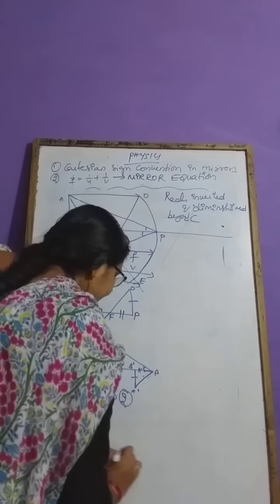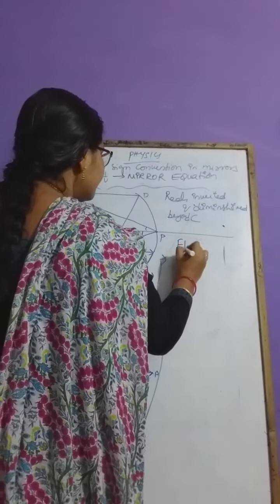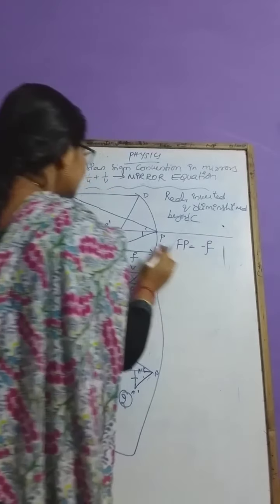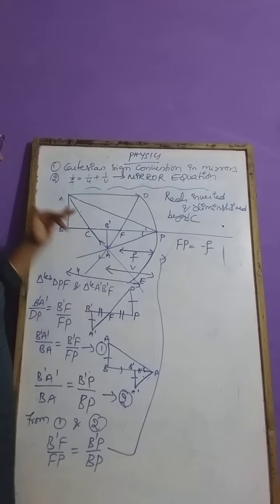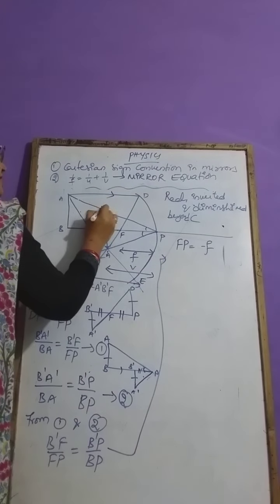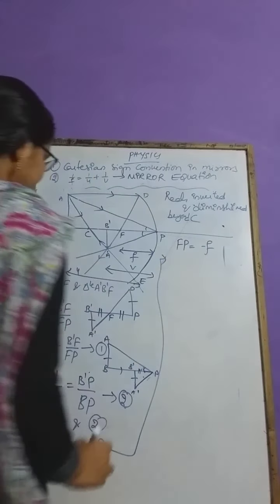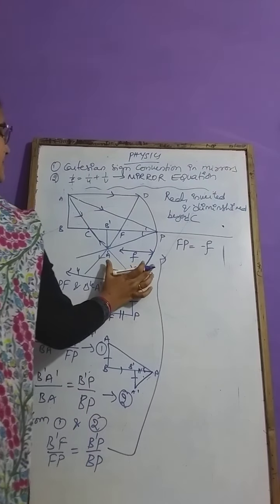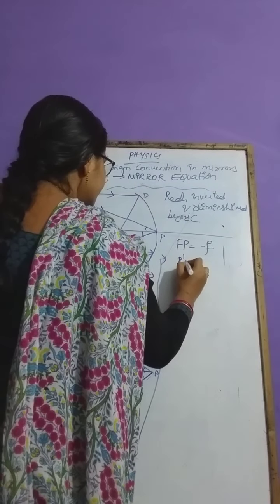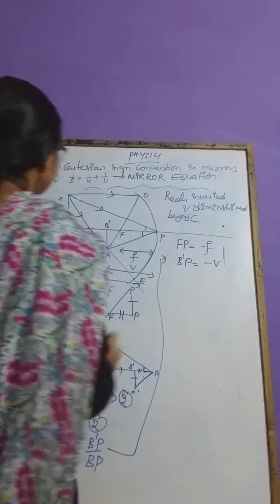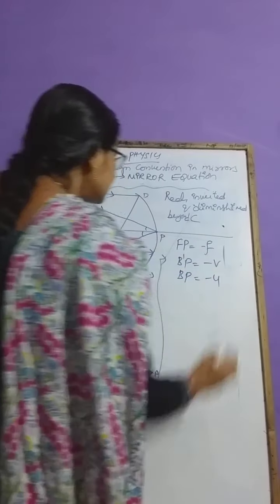So now here, focal length FP, we generally measure distances from the pole, but the incident light is in this direction, so opposite. So we say minus F. And similarly, this is also from the pole, we have to measure image distance. So P dash P is minus V. Similarly BP is also minus U.